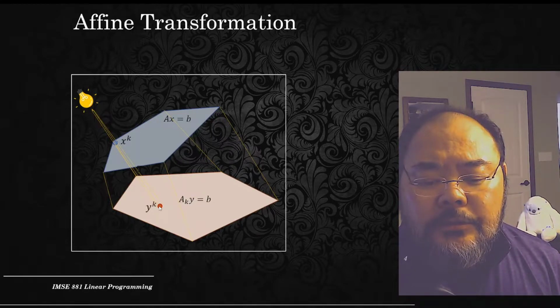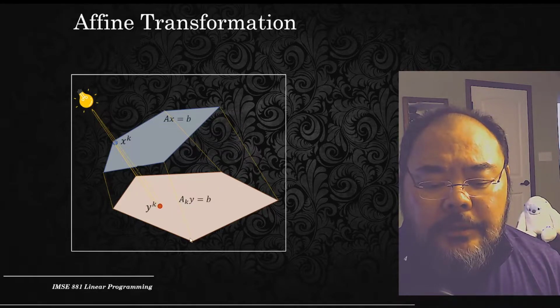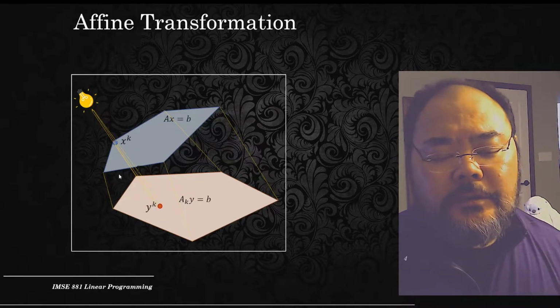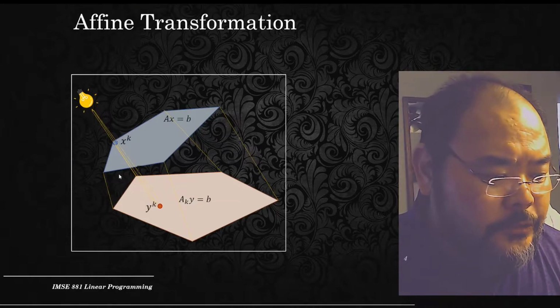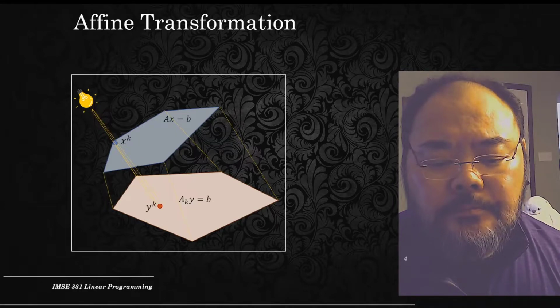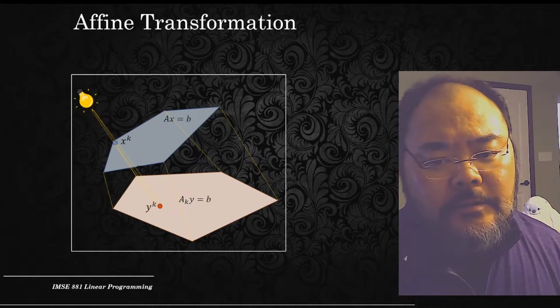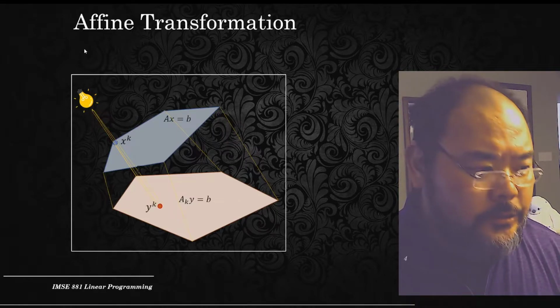And this new solution location, we call it YK, has a fair distance to each part of the boundary or the corner point. So this will help us to improve the so-called numerical calculation error during the process. And this we refer to as affine transformation.